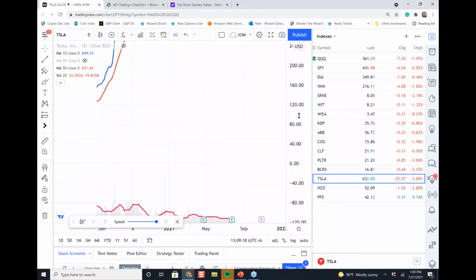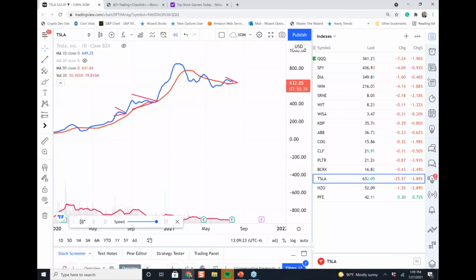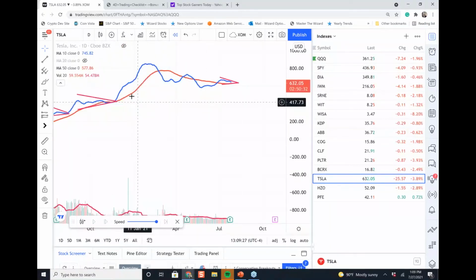So here's Tesla. This trend started in November, ended in February. So this year, 2021, right? There's one breakout, 2, 3. So we're on 4 for Tesla. So 4 times we've had that cross, and that's only a 10 and 50.